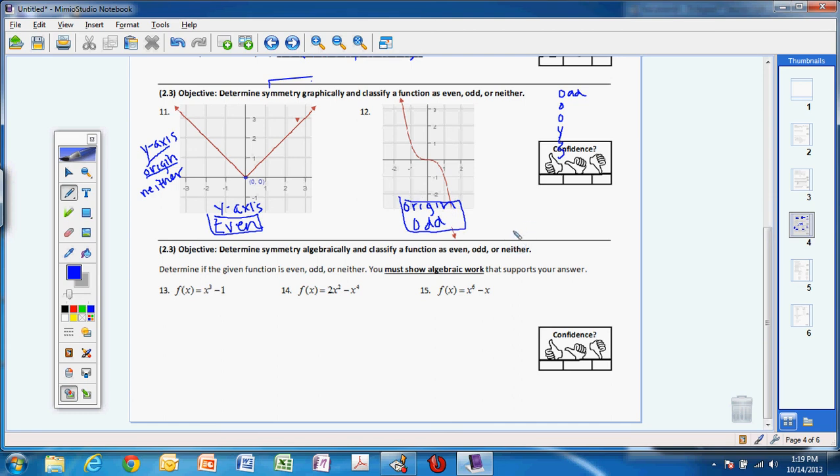So that's even, odd. In this case, these were not neither. If it wasn't along the y-axis, or if it wasn't about the origin, then it would be neither. So just like we could do it graphically, we can also do it algebraically. In this case, if we're looking at 13, 14, and 15, we want to do it algebraically. So the first thing we're going to do is plug negative x into our function.